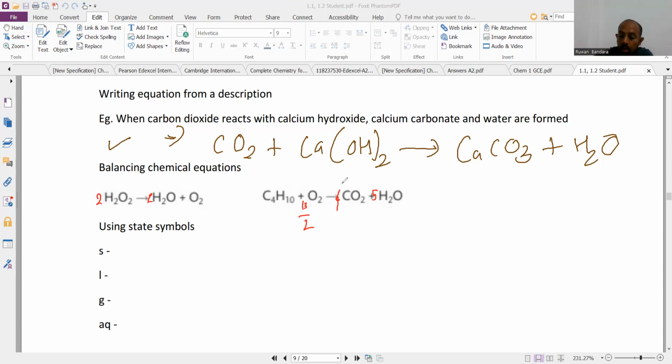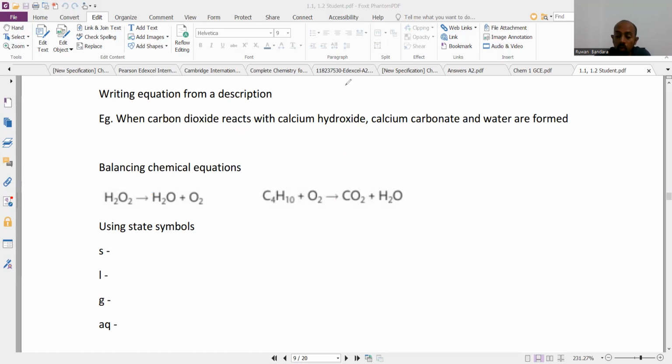Okay. S for solid, L for liquid, G for gas, and AQ for aqueous. What is the difference between liquid and aqueous? Can anyone tell me the answer for that? Aqueous means water is present. Water is present in the sense? Now, what is the symbol for water?